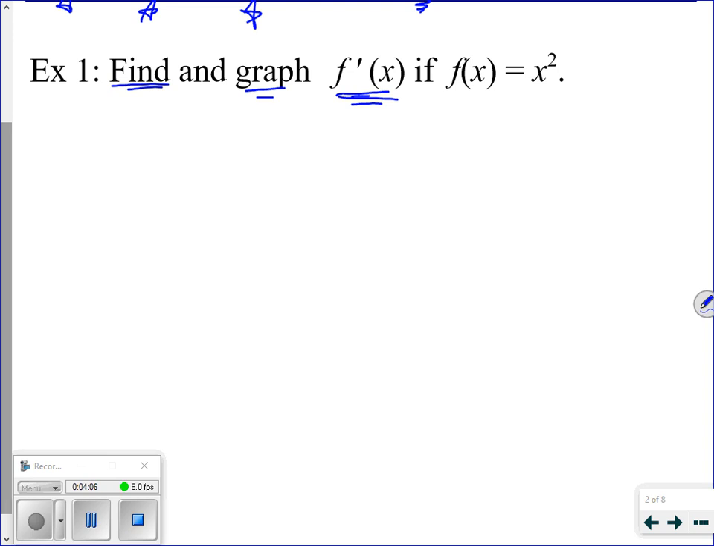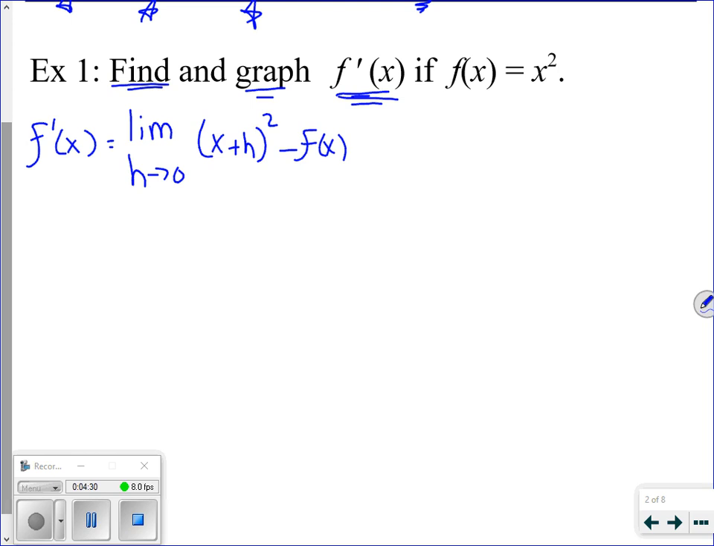Now remember from yesterday, f prime of x is going to be equal to the limit. And I always like to use that second definition of the derivative. I think it's the one that we need to use when we're not given a specific point, right? As h is approaching 0 of f of x plus h minus f of x, all over h. Oops, I meant to write the definition first.